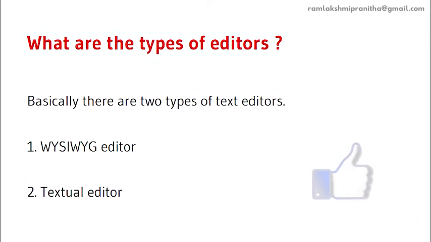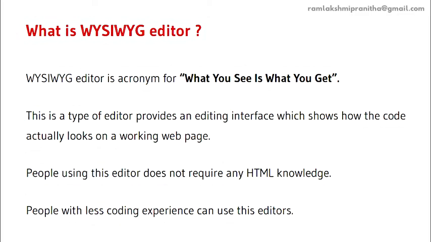What are the types of editors? Basically there are two types of text editors. 1. WYSIWYG editor. 2. Textual editor. What is a WYSIWYG editor? WYSIWYG is an acronym for What You See Is What You Get. This type of editor provides an editing interface which shows how the code actually looks on a working web page. People using this editor do not require any HTML knowledge. People with less coding experience can use these editors.